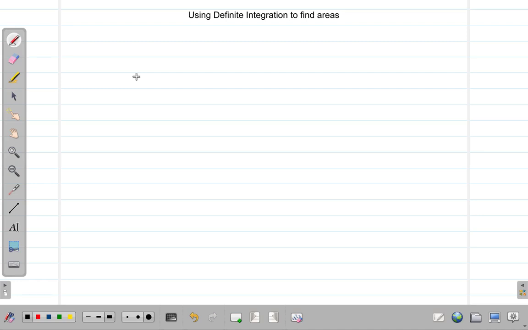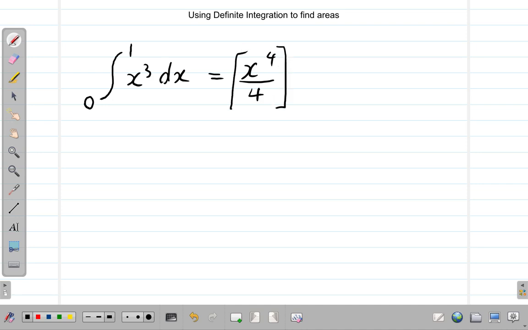We continue to study the use of definite integration to find areas. Let us complete this definite integration. The integral from 0 to 1 of x cubed dx. Here we have x raised to the power of 4 divided by 4, and we're integrating from 0 to 1.